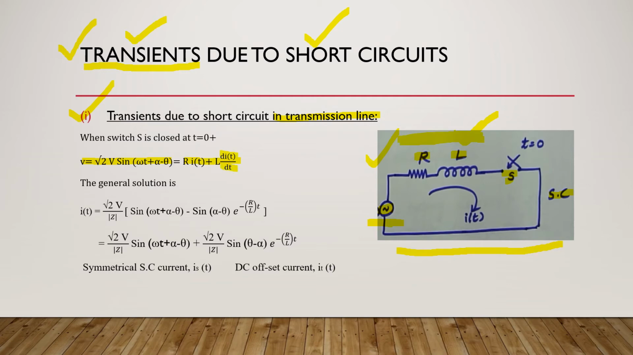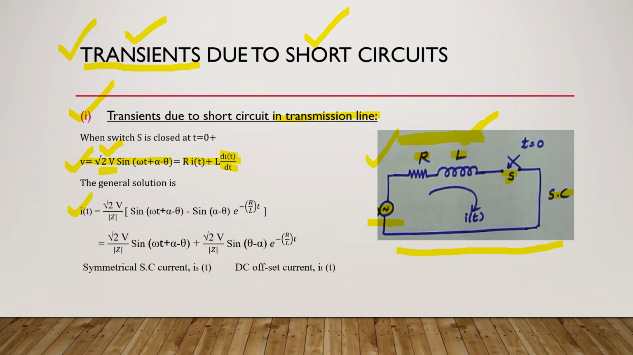Here you can observe root 2 into V. This is again based on our fundamental relation, Vrms equal to Vm by root 2, so Vm can be replaced by root 2 into Vrms. Like that we are getting the expression here. Now this is a typical differential equation, whose general solution will be in this way. If you want any clarification on this equation, please refer to circuit theory, where you can clarify your doubts.